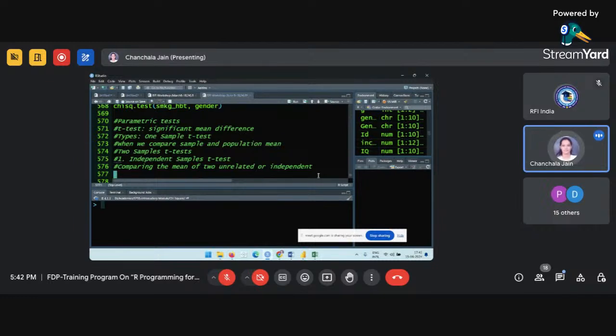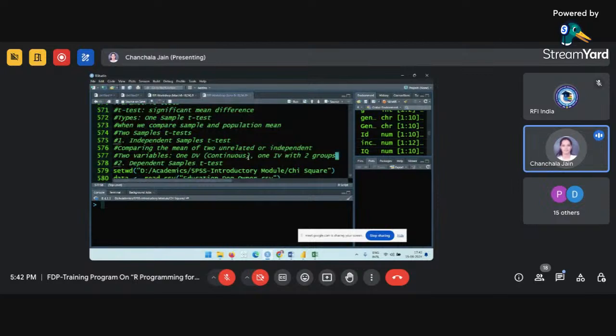When I talk about the independent samples t-test, in this category we need to have two variables. And what should be those two variables? The one variable should be the DV, that is the dependent variable, and it should be on the continuous scale, a continuous variable. And the second variable should be an independent variable with two groups or categories or labels. So this is the basic requirement of the independent samples t-test.